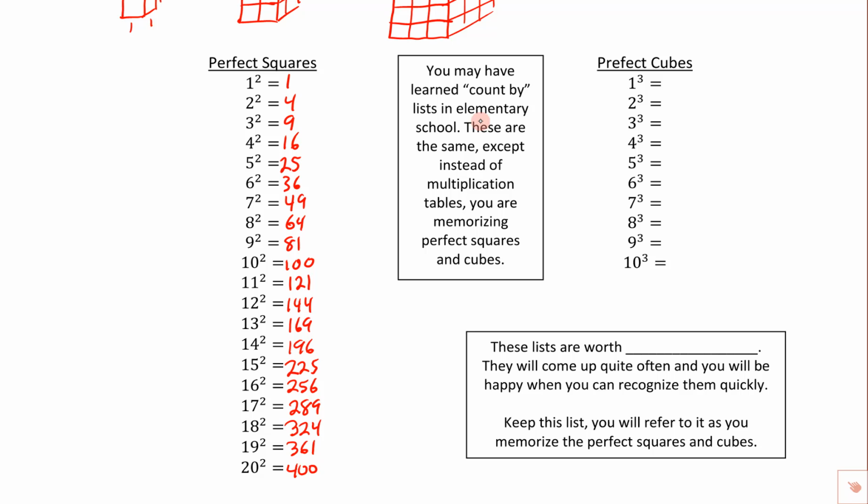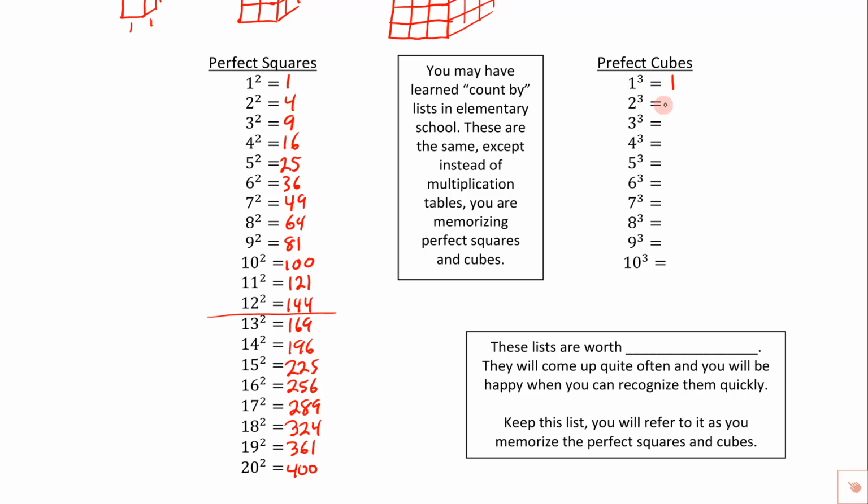Now, you may have learned count bys in elementary, or count by lists, like doing your times tables, or sometimes they call it skip counting. This is the same type of thing, except instead of multiplication tables, these are perfect squares and perfect cubes. So it's a good idea to memorize some of these, and I'm going to draw a little line right there, and you'll see why in just a few minutes. Okay, so let's do the perfect cubes.